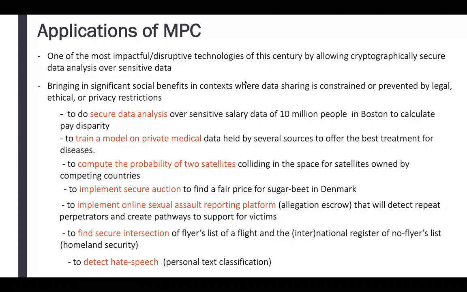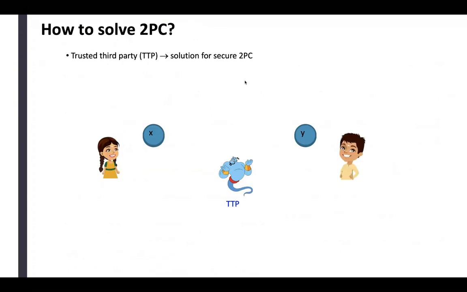I have given you just few in order to motivate you and just to say you that yes, MPC is a very, very important problem and in need of the moment for many applications that are needed. Now that we are motivated with this problem, let's see how we solve this problem. What are the ways we can deal with this problem?